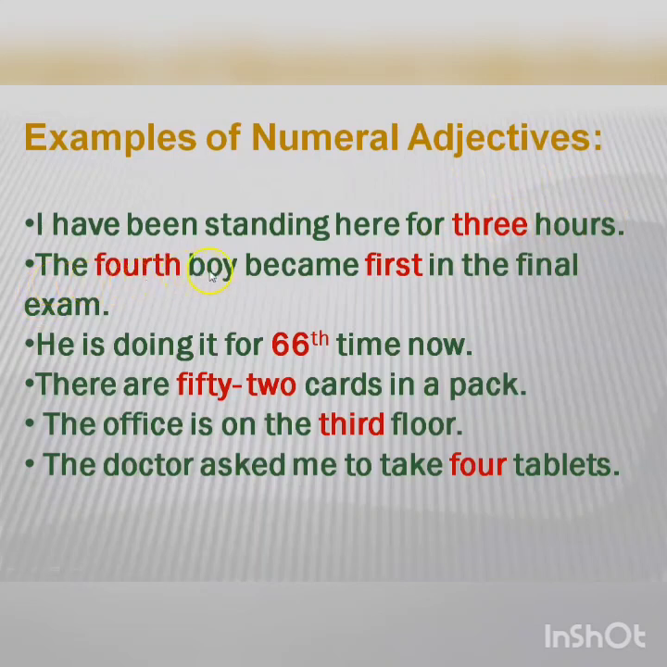The fourth boy became first in the final exam. How many? Or which one? Fourth became first. Now here there are 2 adjectives, showing the position. Next, he is doing it for the 66th time. How many? 66th. There are 52 cards in a pack. How many cards? 52. The office is on the 3rd floor. How many floors? 3rd.